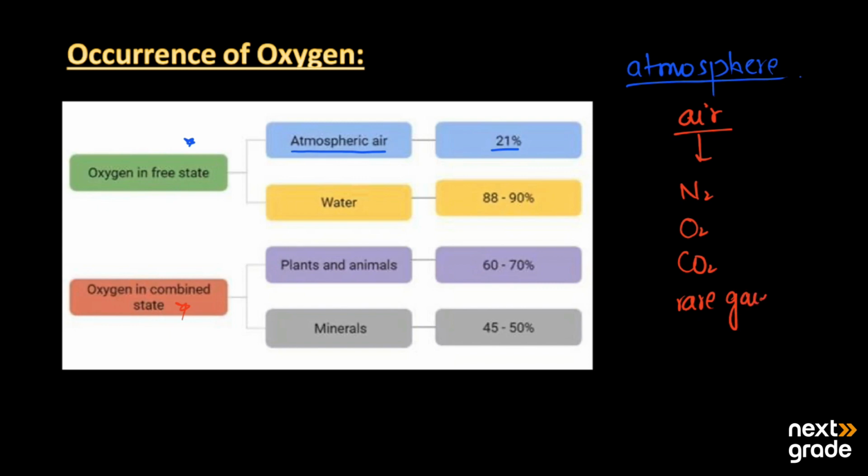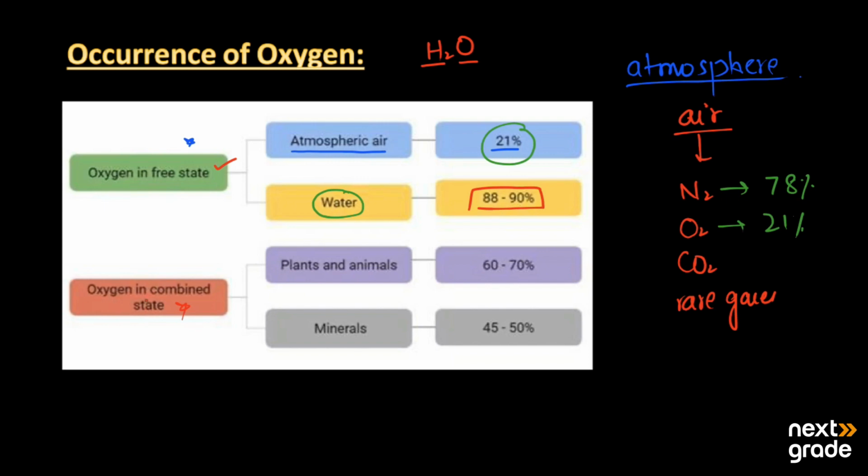Now, where are they present, or what is their percentage? Nitrogen is almost 78 to 79% of the Earth's atmosphere. Oxygen is almost 21%. So this is the atmospheric air that contains free oxygen in this percentage. Next, if we talk about water, the structure of water is H2O, which contains two atoms of hydrogen and one atom of oxygen. In water, almost 80 to 90% is oxygen in its free state.